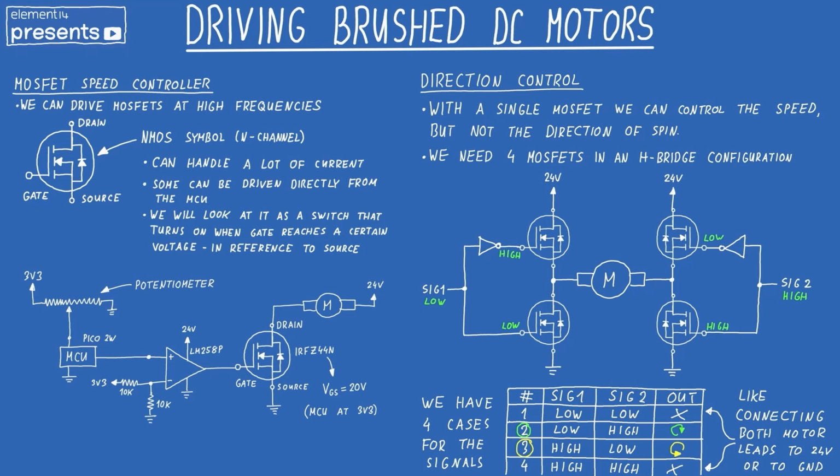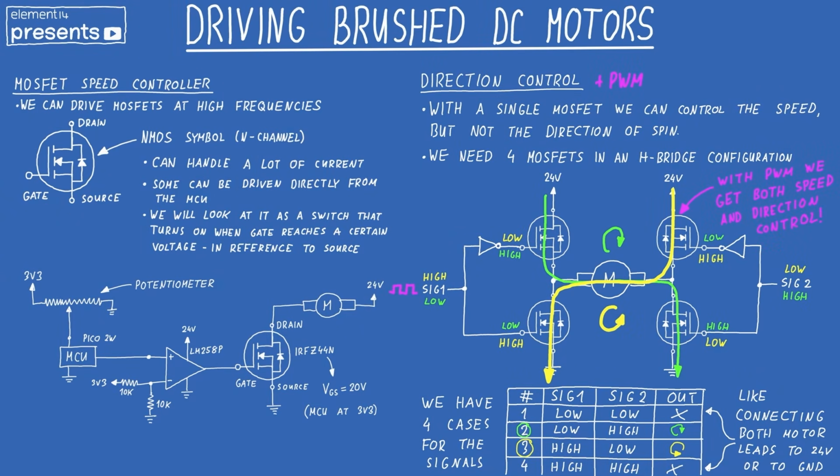If signal 1 is low and signal 2 is high, the current flows along this green path, spinning the motor in one direction, let's say clockwise. If we flip the logic so signal 1 is high and signal 2 is low, the current takes the yellow path, reversing the motor. By applying our PWM signal from earlier to the active high line, we unlock full control over both the speed and the direction of the motor.